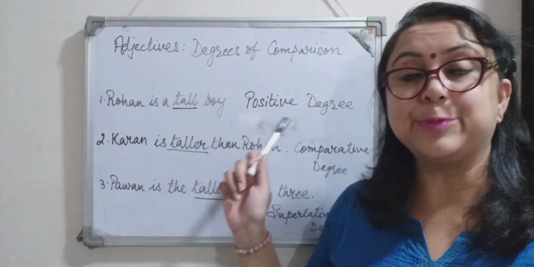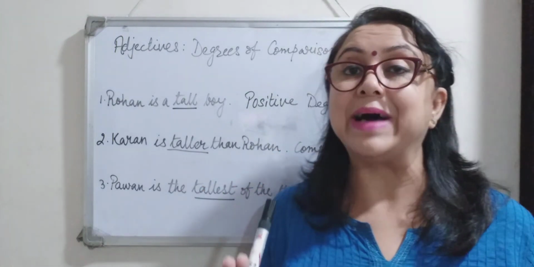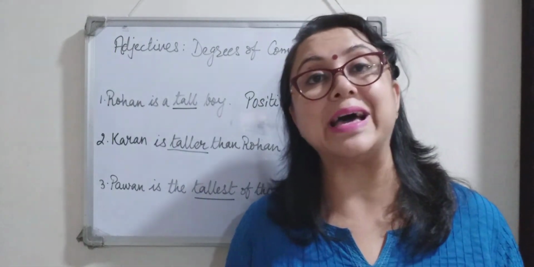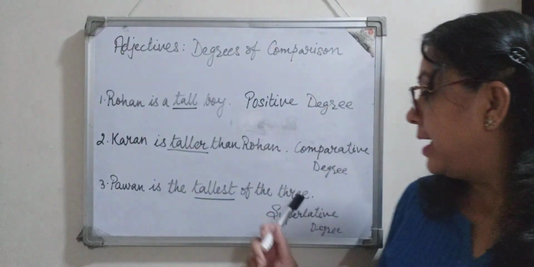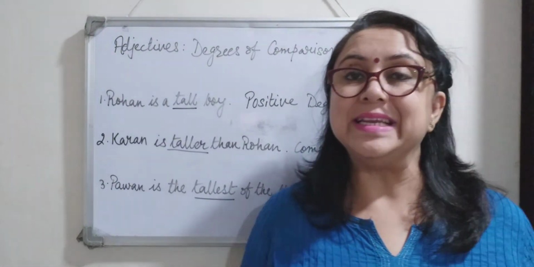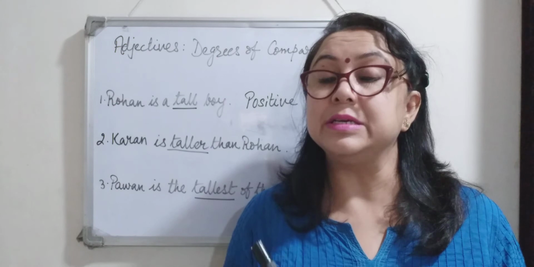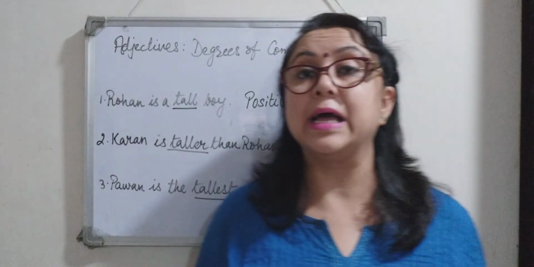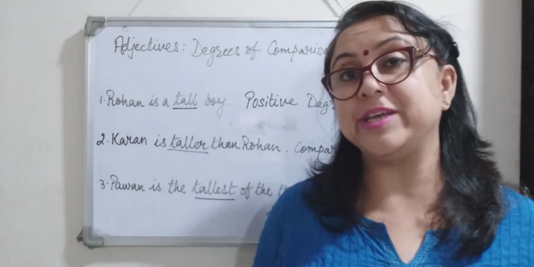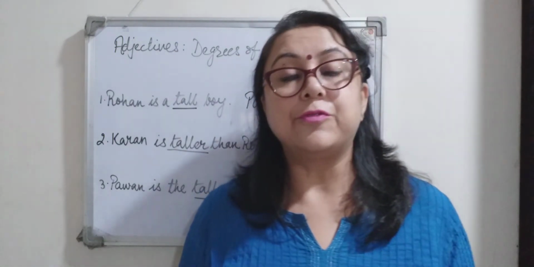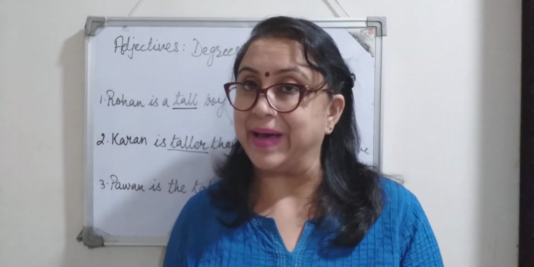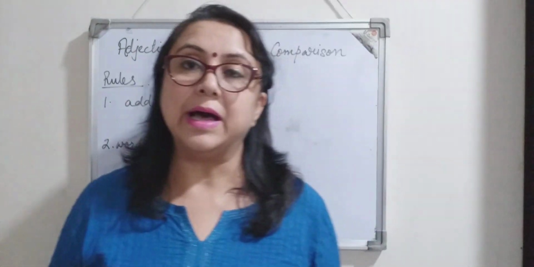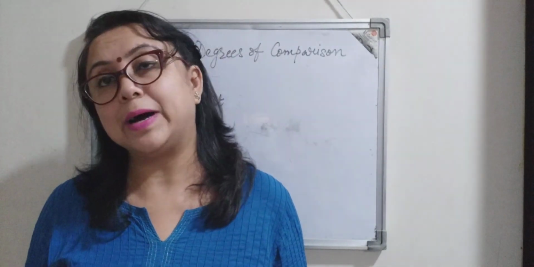The first level is positive degree, where no comparison is drawn. The second level is comparative degree, where a comparison between two is there. And the third level is superlative degree, where a comparison is drawn with many. Now let us proceed further and understand the rules of changing the adjectives from positive degree to comparative and superlative degree. Now let us see the rules one by one.